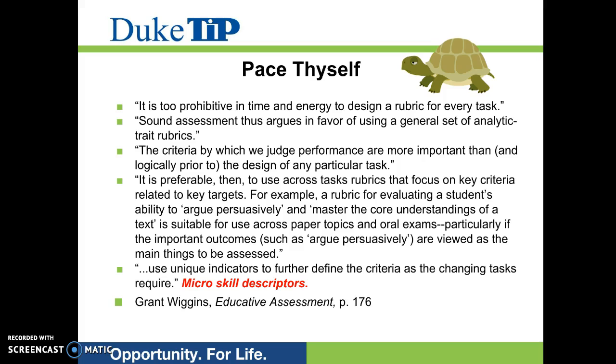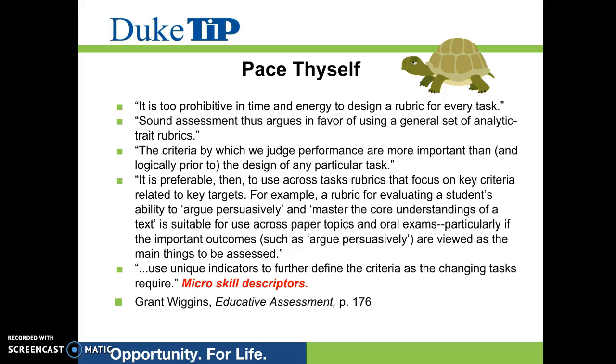So you want to have a general set of analytic trait rubrics, which is why we're having you start with 2 summative assessments. You can take those criteria and then scaffold them through your course all 7 weeks using the outcomes tool in Canvas. So stay tuned for more information on that.